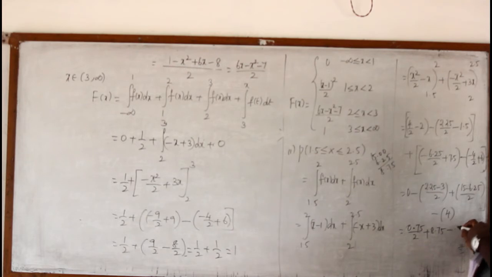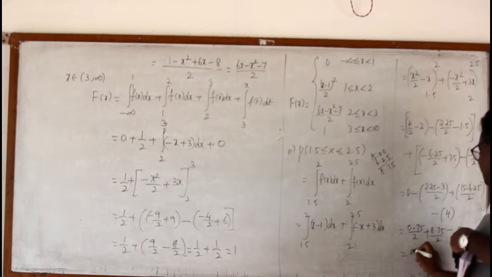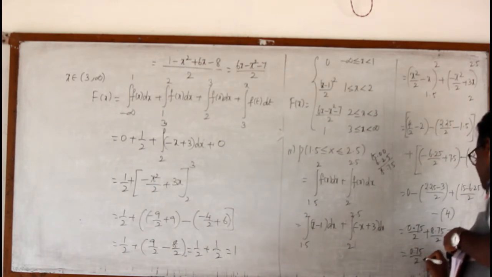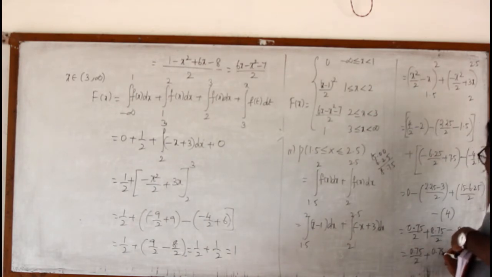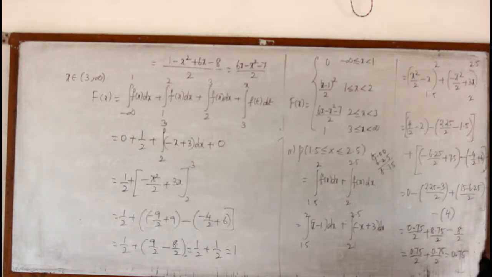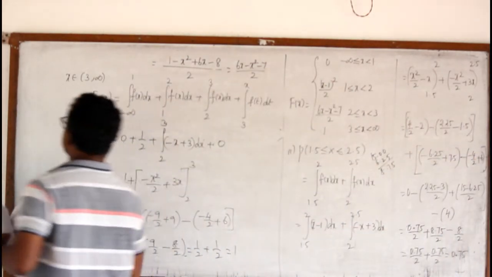Minus 4 means minus 8.75 by 2. So I write minus 4 as 8 by 2. Then it is 8.75 minus 8 is 0.75 by 2 plus 0.75 by 2. Is it 15 by 2? I shall write 0.75. This is the value. So with that, the second problem is over.